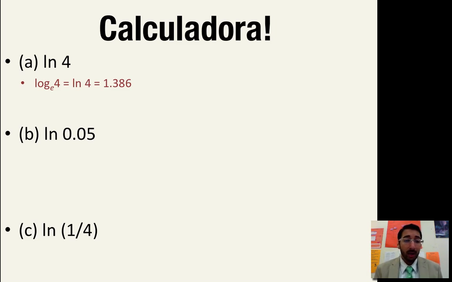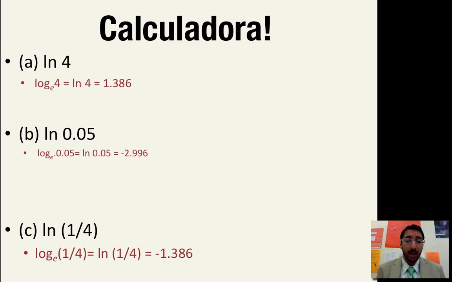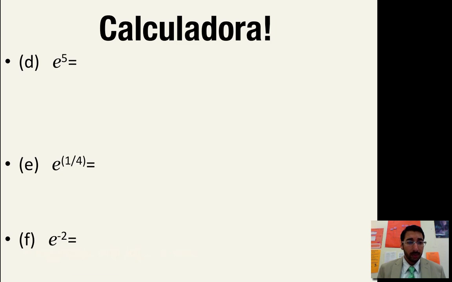If we have ln of 0.05, that's going to be the same thing as log base e of 0.05. Same thing as ln 0.05, natural log of 0.05, plug that in your calculator, and you get negative 2.996. All right. For C, we have natural log of 1/4. Again, what's our base going to be here? Well, if it's a log, it's going to be base e. So the natural log of 1/4 is negative 1.386.